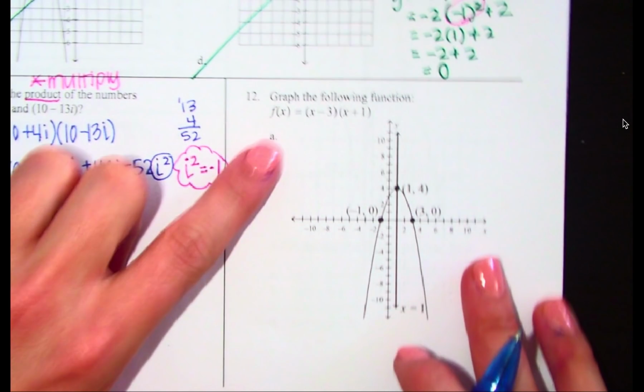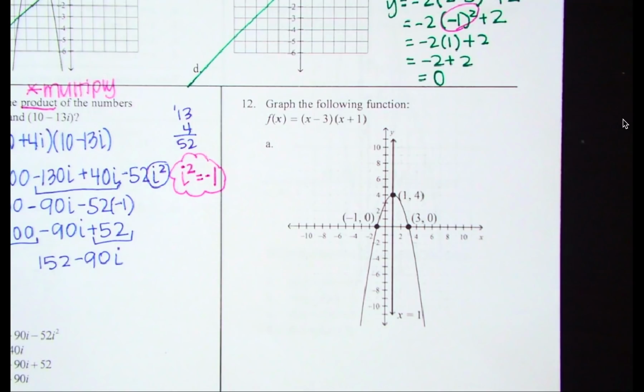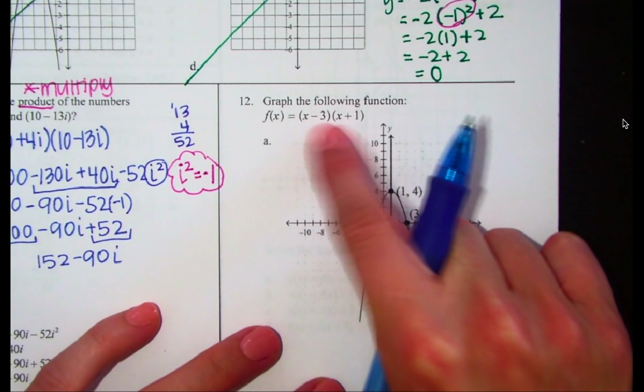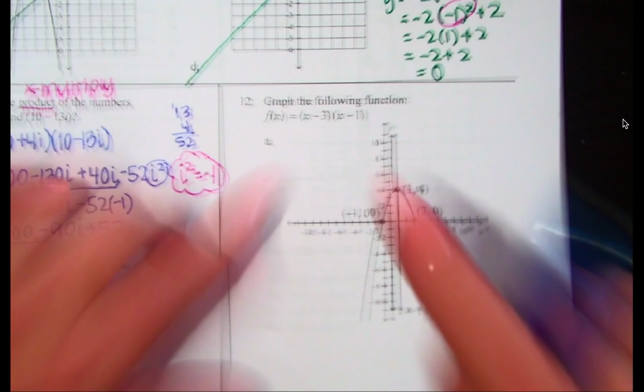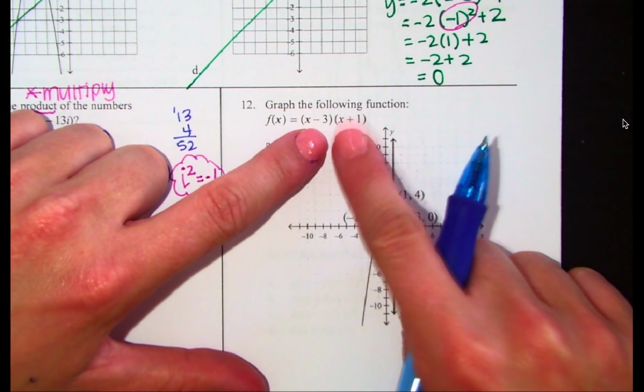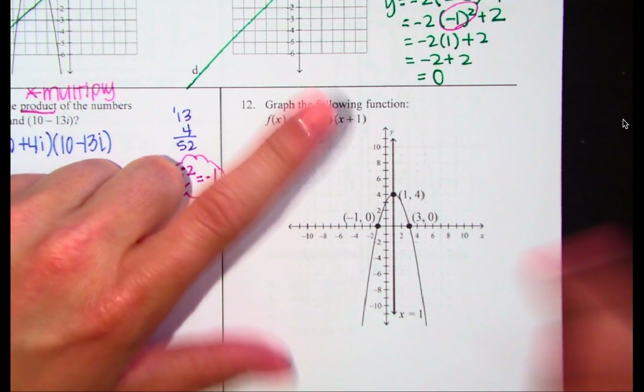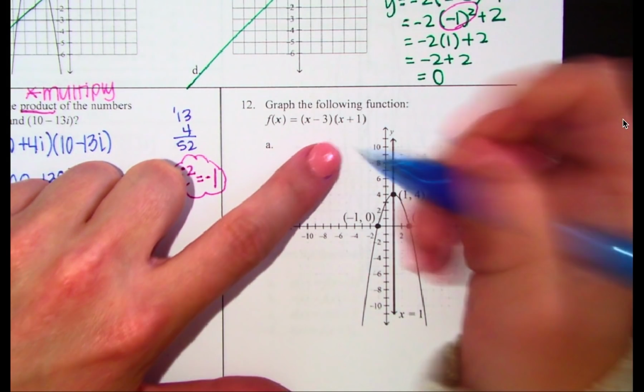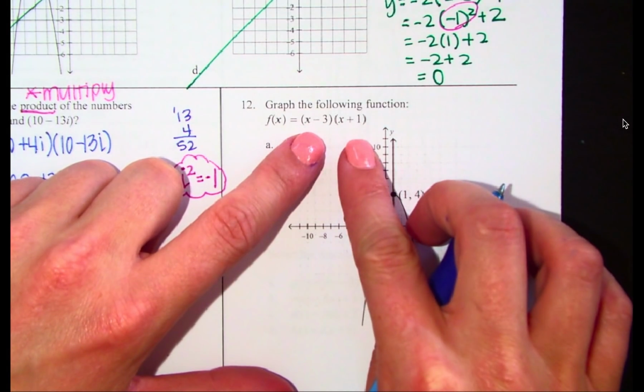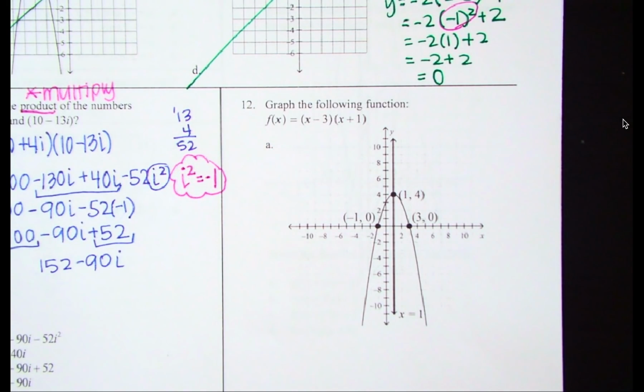Number 12, we're going to graph this function. So when we graph, we are going to look at our x-intercepts first. Because this is in intercept form, think of it like solving. To solve these, I would set this equal to 0, I'd set this equal to 0, and get 3 and negative 1 as my answers. That's why those are my x-intercepts.